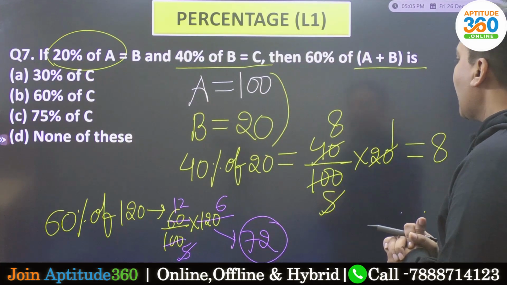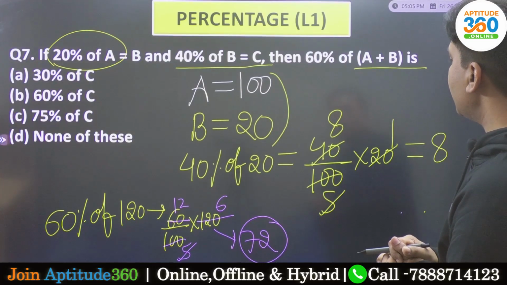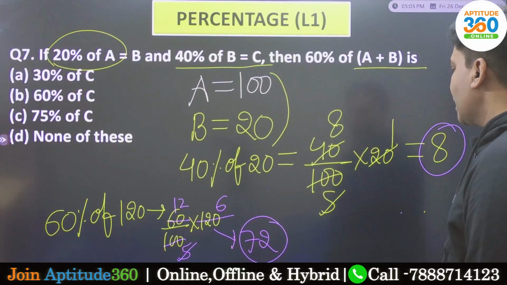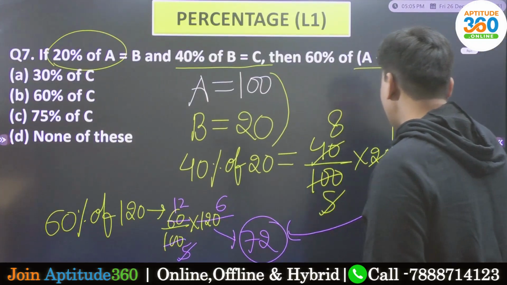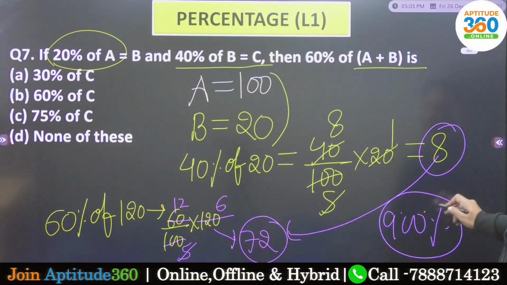अब प्रॉब्लम ये कह रहा है कि भाई 60% of A plus B is going to be how much of C, and what is the value of C that we have figured out? The value of C that we have figured out is 8, right? अब 8 का कितना परसेंट हो सकता है ये? It is 9 times, तो 900% हुआ ना?